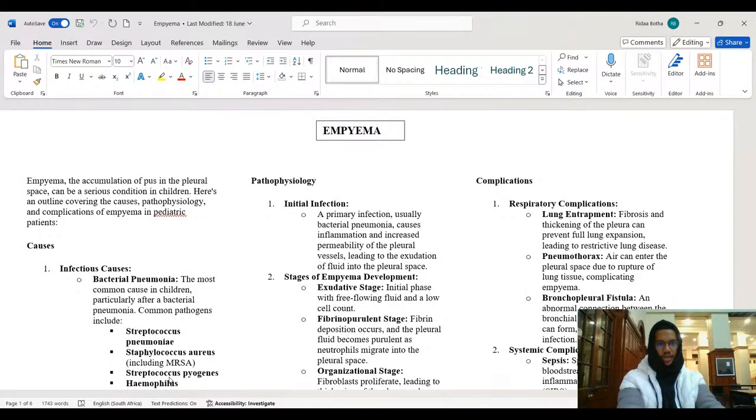Okay, so looking at the causes, let me just see if I am sharing my screen. Okay, cool. I am sharing it.